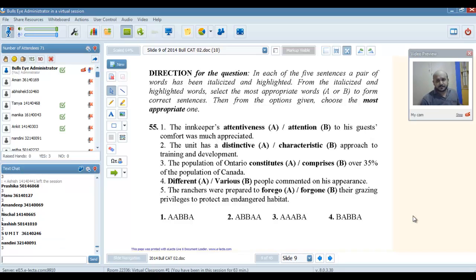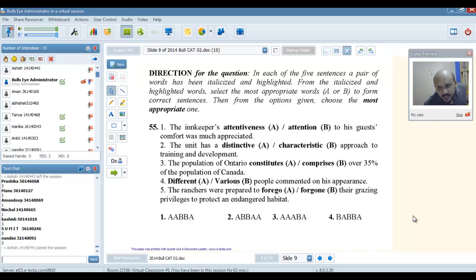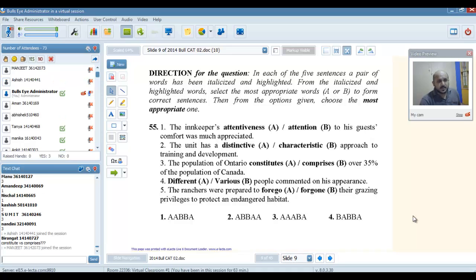For these question types, how many of you are specifically practicing this question type? Those of you who are practicing this question type, that means you are trying to learn common confusables. Quickly type in a yes.